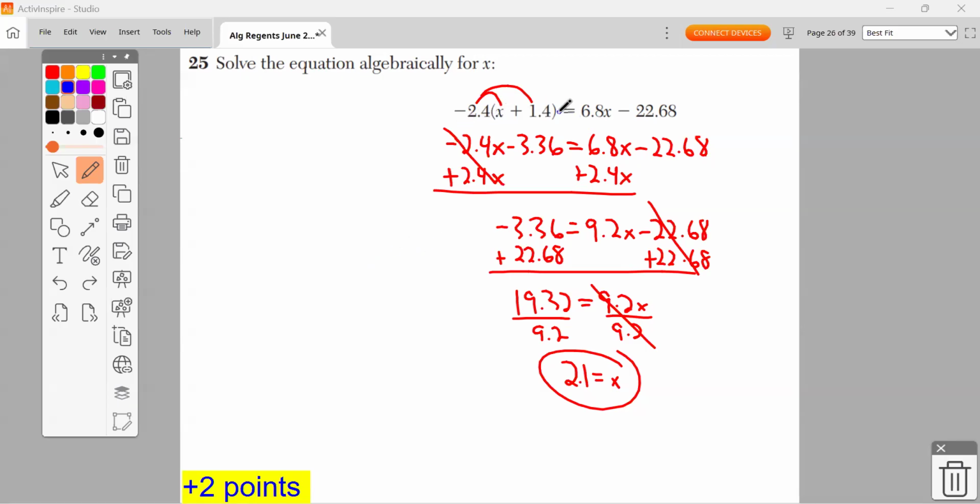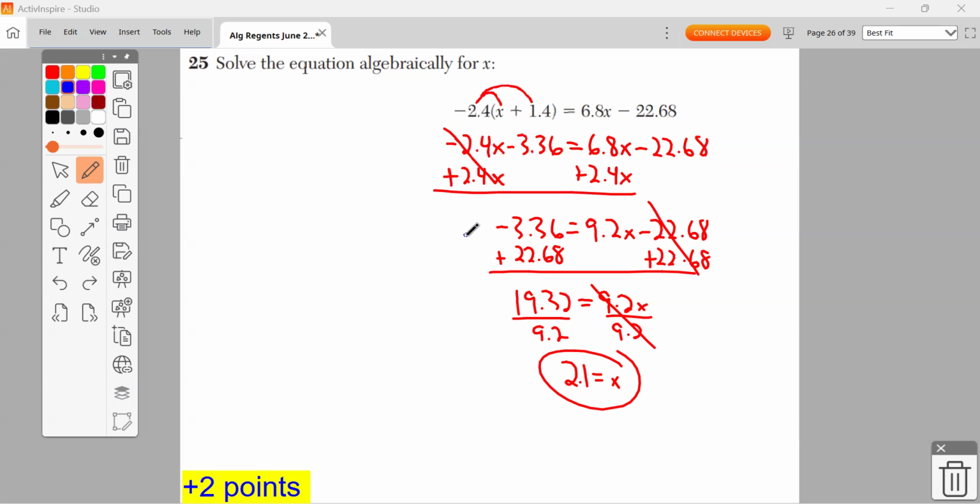In order to do that, we need to get rid of these parentheses first by distributing and distributing. So negative 2.4 times x is negative 2.4x. Negative 2.4 times 1.4 is negative 3.36. When we write it, we write minus 3.36.